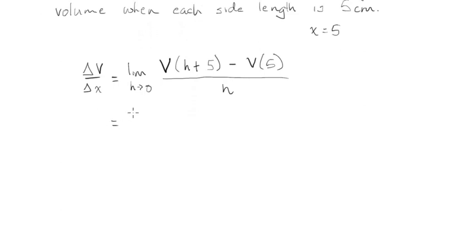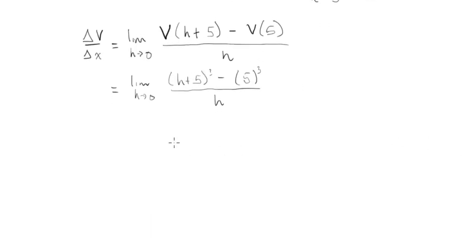So we just need to substitute this into our volume formula. So the limit as h goes to 0 of (h plus 5) cubed minus 5 cubed, all divided by h. Here you have to expand this binomial, which is being cubed. That can take a few steps, or if you remember the binomial theorem from grade 11, it's a little bit simpler. The first term is going to be this term cubed.